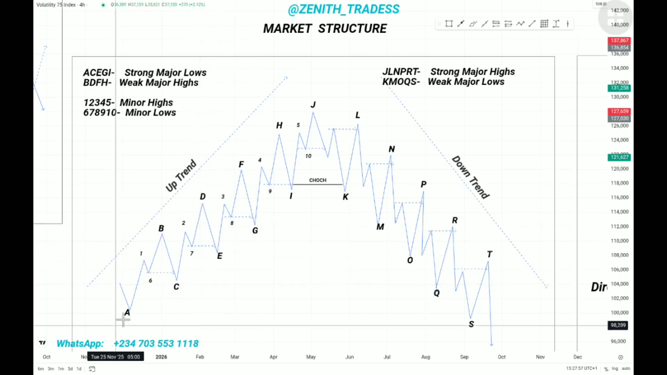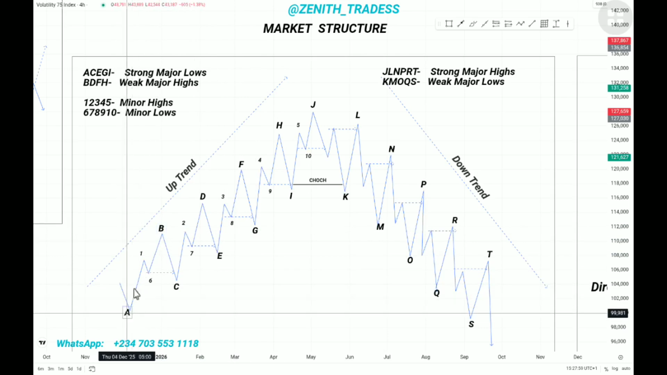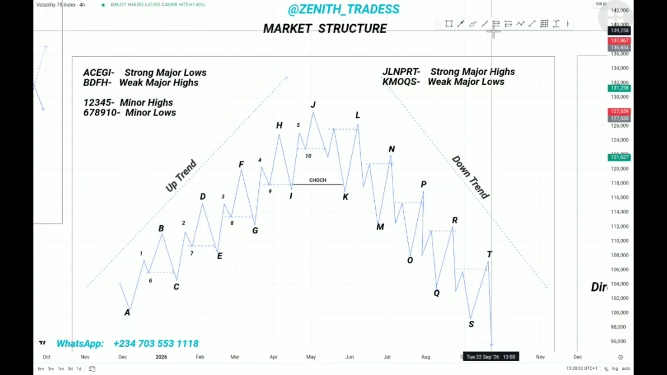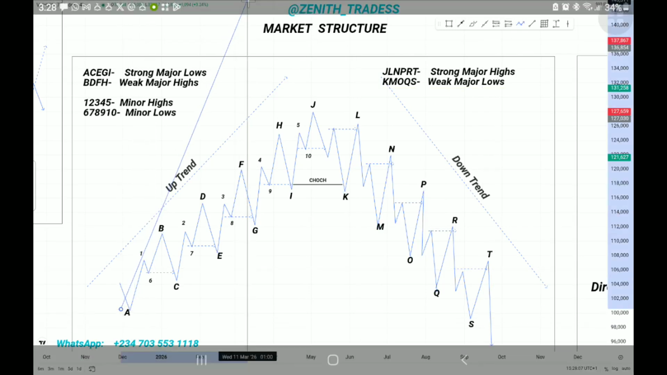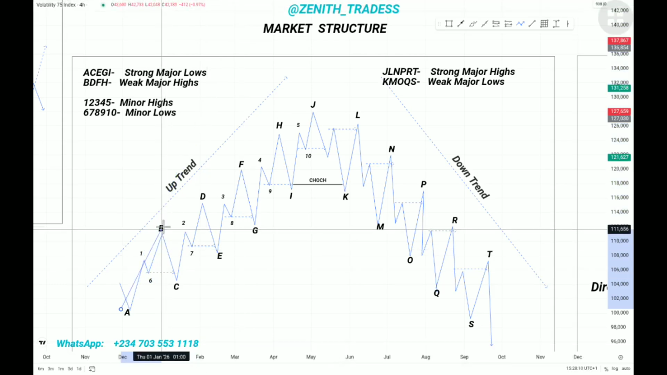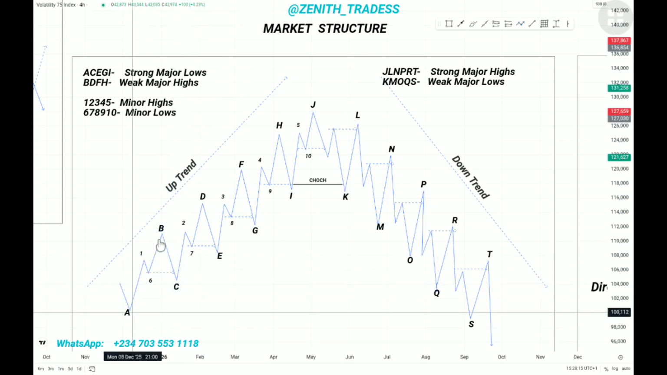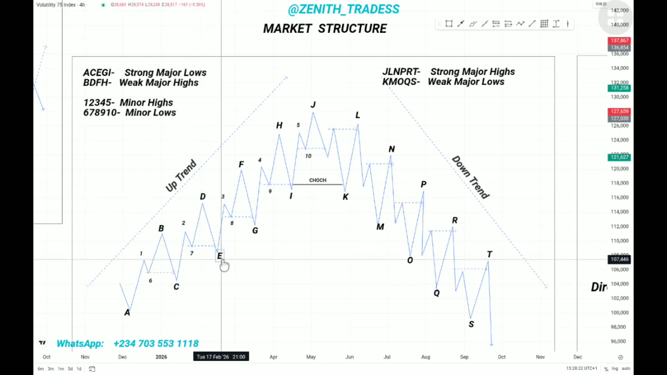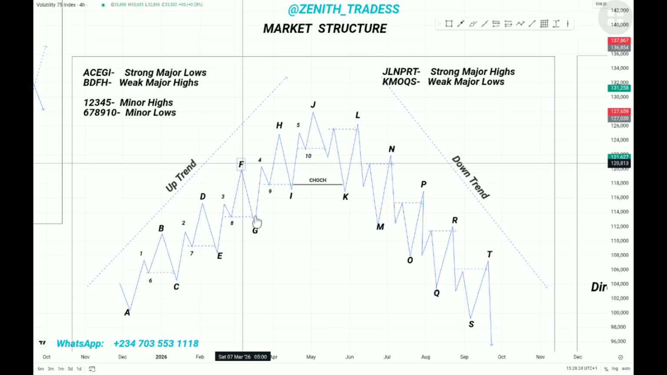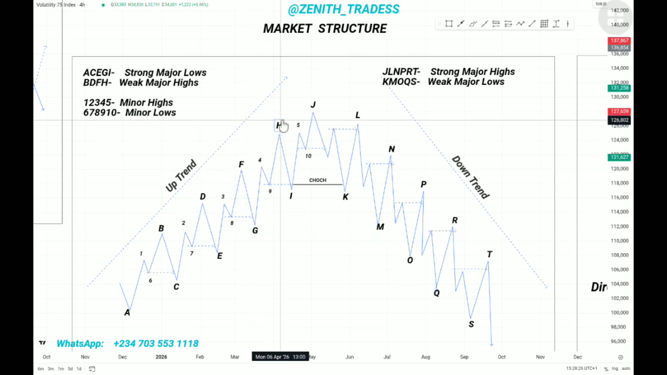The second component is they have impulsive phases. A, B is impulsive. When price moves like this, when price moves from A to B, that is an impulsive move. A to B impulsive, B to C corrective. I believe you see what my cursor is. A, B impulsive, B, C corrective. C, D impulsive, D, E corrective. E, F impulsive, F, G corrective. G, H impulsive, H, I corrective. I, J impulsive, J, K corrective.